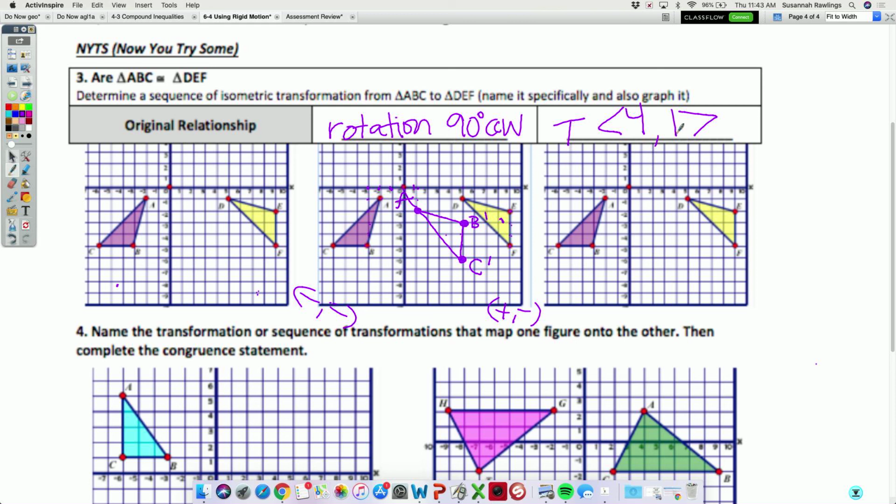I saw some of you writing it in vector form. Make sure you have the arrows though. Some people have parentheses. And then I also saw people who wrote it in coordinate rule form, which was cool. So x + 4, y + 1. Either one of those were totally fine. So, yay, we remember translation.